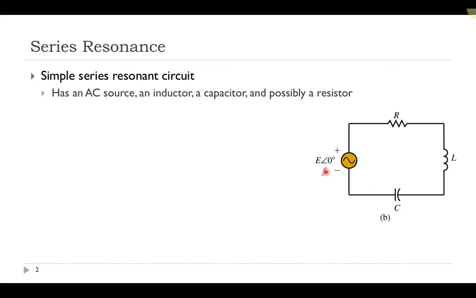And so let's focus on a special case of series resonance where you can set this frequency in the circuit to be such that the reactance for the inductor is exactly equal to the reactance for the capacitor. And because these are out of phase with one another, those two impedance values completely cancel each other out.